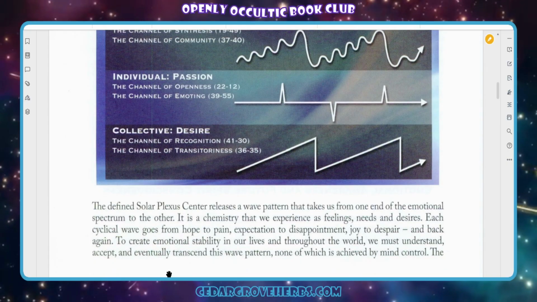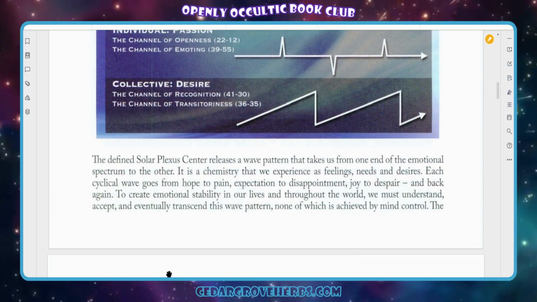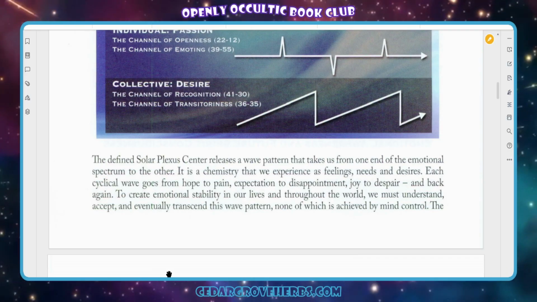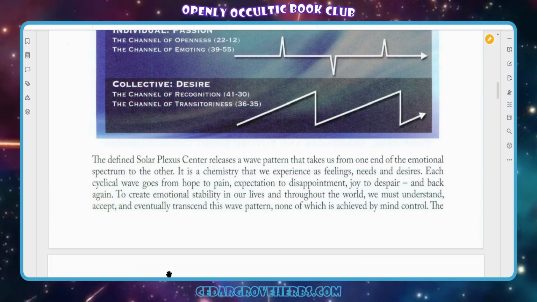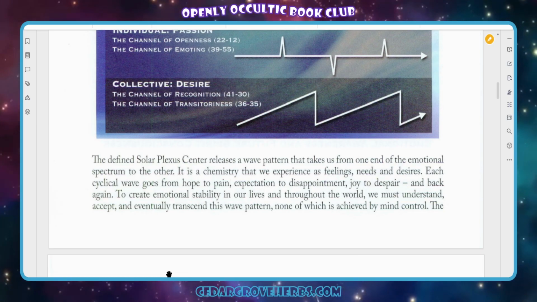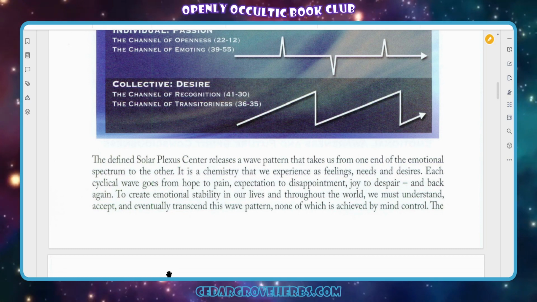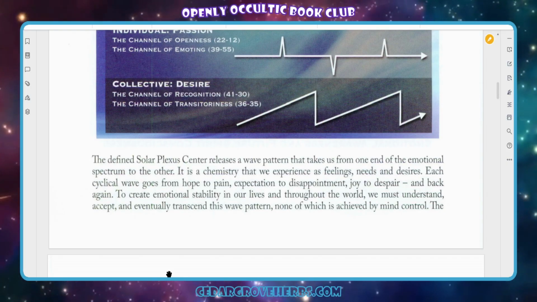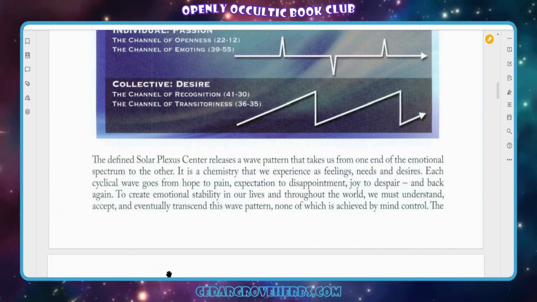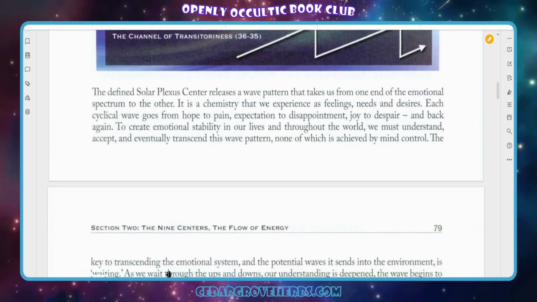The defined solar plexus center releases a wave pattern that takes us from one end of the emotional spectrum to the other. It is a chemistry that we experience as feelings, needs, and desires. Each cyclical wave goes from hope to pain, expectation to disappointment, joy to despair, and back again. To create emotional stability in our lives and throughout the world, we must understand, accept, and eventually transcend this wave pattern, none of which is achieved by mind control. You can't control emotions with just the mind.